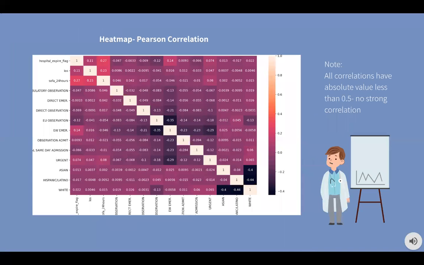In order to reduce the redundancy in our features, we used the heat map to plot the Pearson correlation between all pairs of features in our dataset. As you can see here on the graph, no correlation has an absolute value of more than 0.5, which means there are no strong correlations between any features, so we did not have to delete any feature.